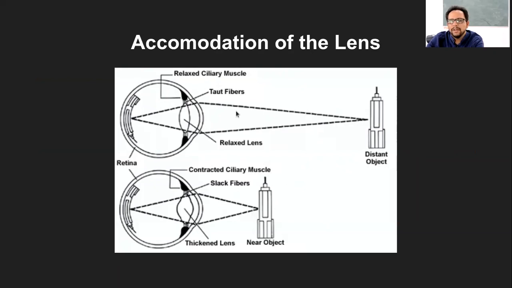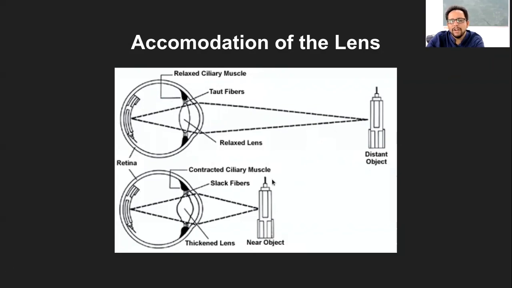So if the object is at a distance, usually the lens is stretched because you want more and more signal from that object to come to your eyesight. So your lens is extended, and that's when the ciliary muscles are contracted. Once they contract, the lens ultimately gets stretched, and then the image will fall on the retina.